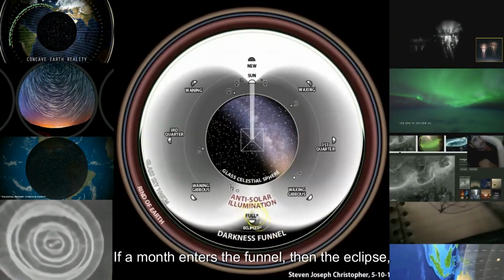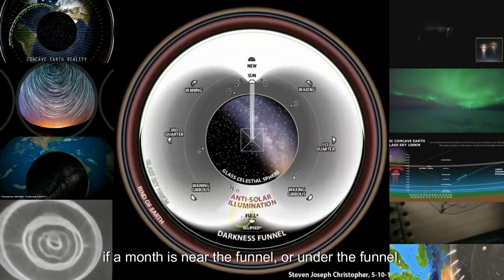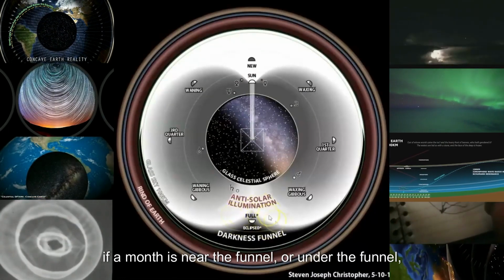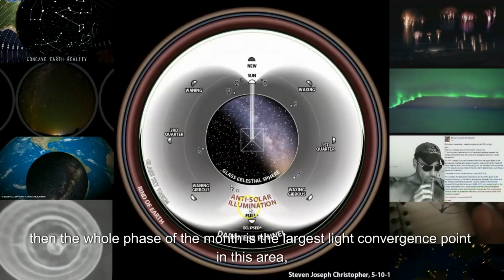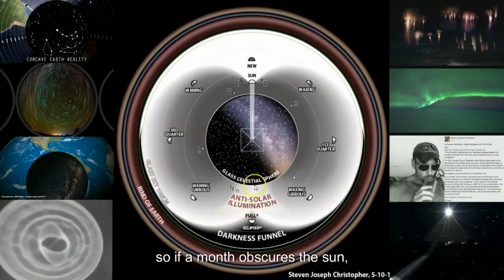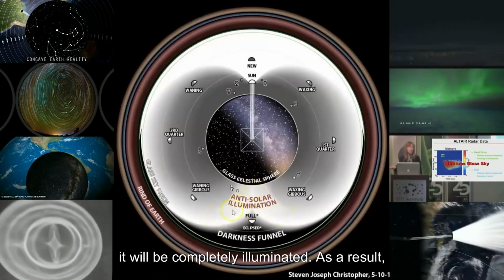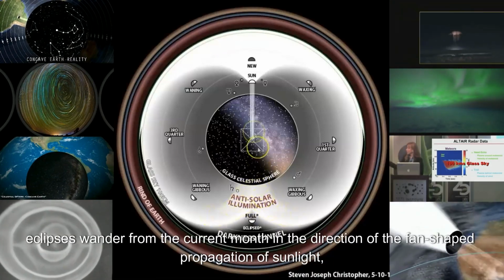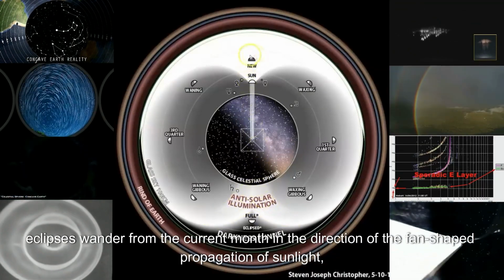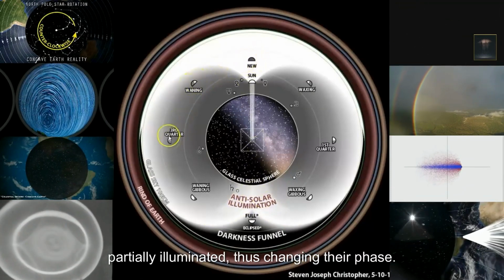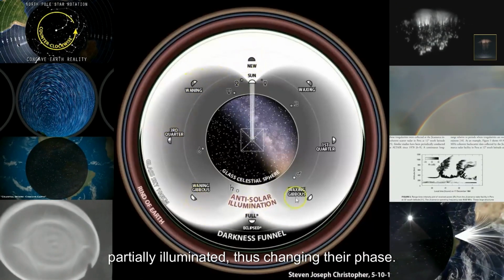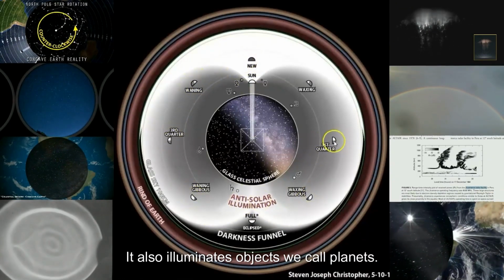If a month enters the funnel, then the eclipse. If a month is near the funnel or under the funnel or above the funnel, then the whole phase of the month is the largest light convergence point in this area. So if a month obscures the sun, it will be completely illuminated. As a result, eclipses wander from the current month in the direction of the fan-shaped propagation of sunlight, partially illuminated, thus changing their phase. It also illuminates objects we call planets.